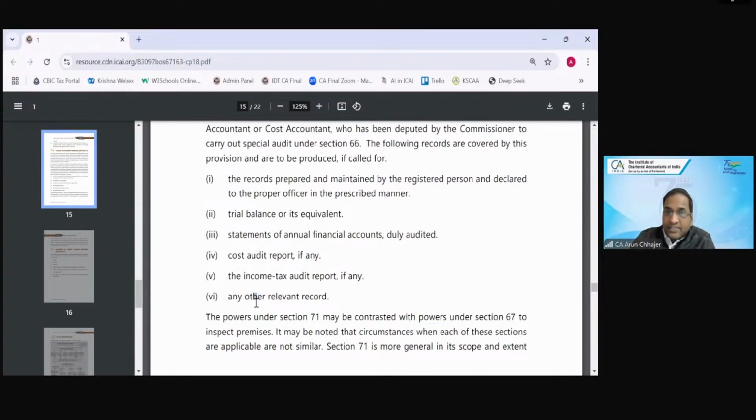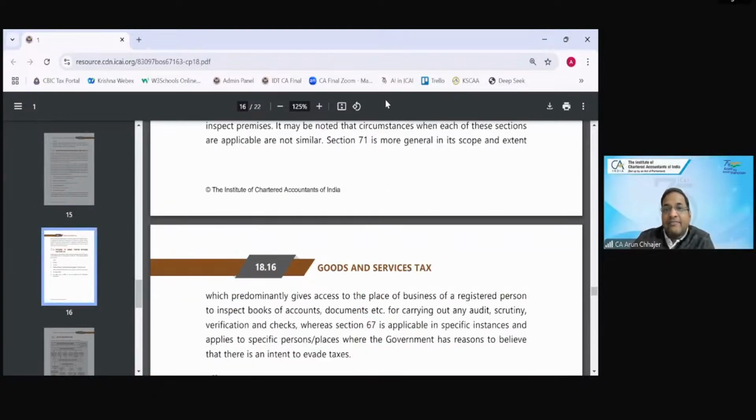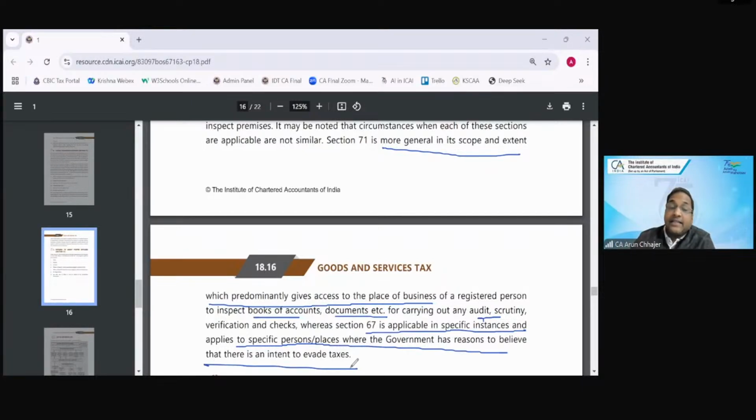भाई 71 भी बिजनेस प्रेमाइजेस का एक्सेस है और 67 भी इंस्पेक्शन है, तो दोनों में अंतर क्या है? They are trying to say that section 71 is more general in its scope and extent, which predominantly gave access to the place of the business of a registered person to inspect the books, documents, etc. for carrying out the audit, scrutiny, verification, whereas 67 is applicable in specific instances and applies to the specific person and place where the government has reason to believe that there is an intention to evade the payment of tax.